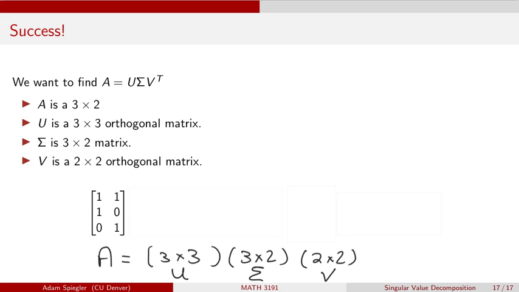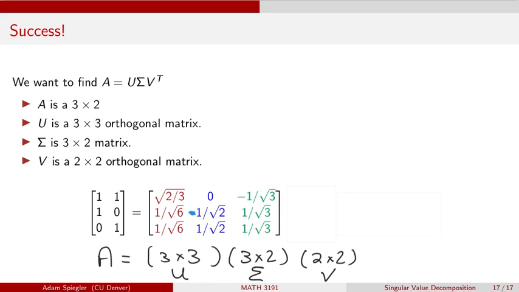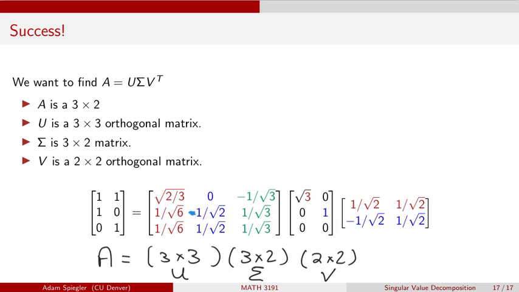So due to our previous work, we found that the matrix U was this 3 by 3 matrix. We had this matrix sigma, which had the singular values for matrix A. And then we took the transpose of our matrix V to get the right singular matrix. And so here is the singular value decomposition for this matrix A into a 3 by 3 orthogonal matrix times a matrix with the singular values times the transpose of a 2 by 2 orthogonal matrix.